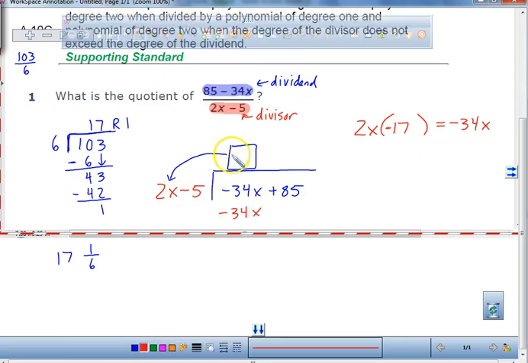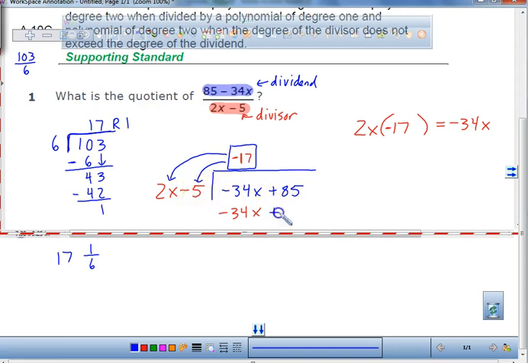So right here, in this box, put negative 17. So 2x times negative 17 is negative 34x. But this is what students will forget to do. Not only do you have to take the negative 17 and multiply it to the 2x, you need to take the negative 17 and you need to multiply it to the negative 5. So what is negative 17 times negative 5?